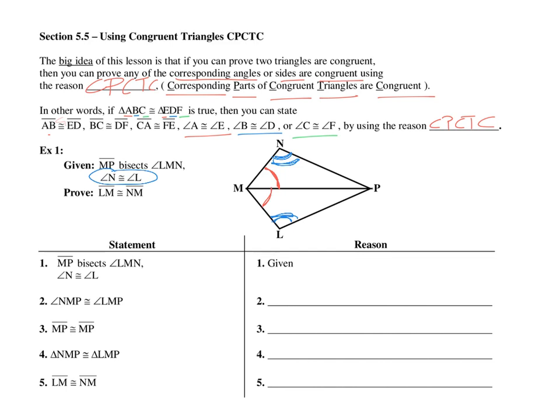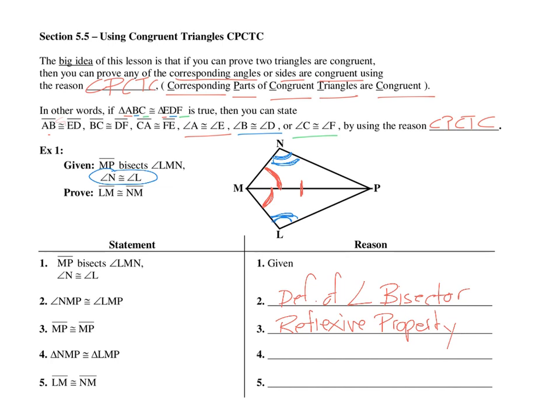Well, how do I know that? How do I know this is true? Well, it's based off of the information that was given. That's just the definition of angle bisector. All right, and then it says MP is congruent to MP. Well, that's simply the reflexive property. All right, and then it says the triangles are congruent.